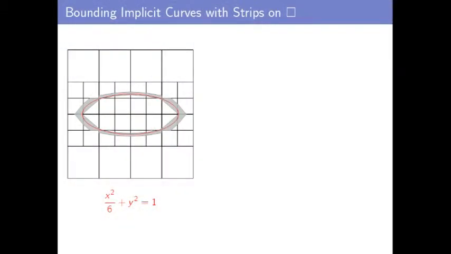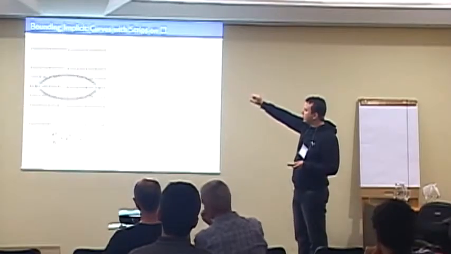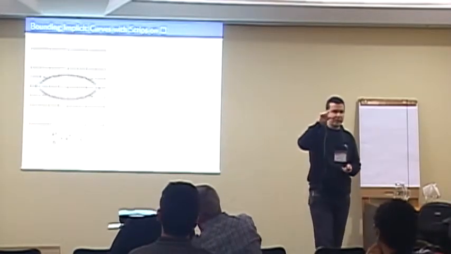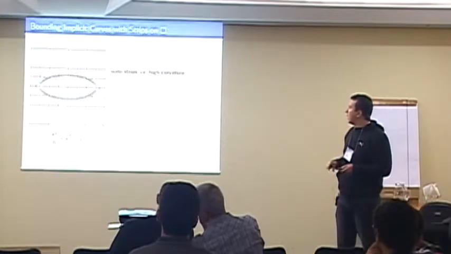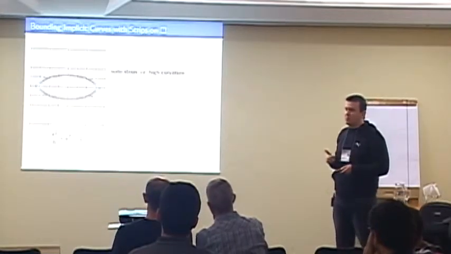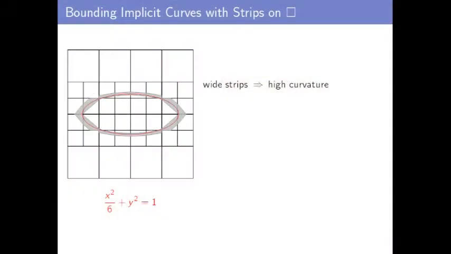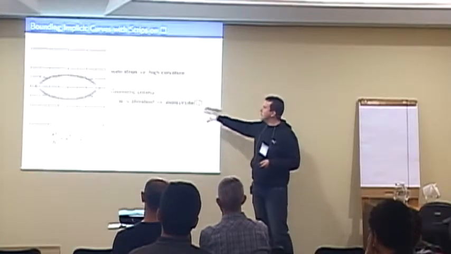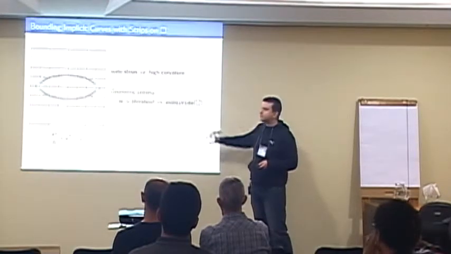In this example, we take an ellipse, okay? Note that in regions of high curvature, you have wide strips, okay? So now we can build our second oracle. If the width is more than a user threshold, then you subdivide the cell, okay?